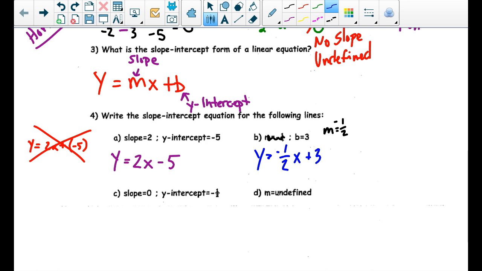What about slope of 0? Okay. Slope of 0, same idea, plugging it in. So y equals, slope is 0. So again, if I put it in here, what's 0 times x? 0. Do I need it? No, I don't need it. So if slope is 0, I don't need this part here. So I can just write y equals, y-intercept then is negative 1/2. Y equals negative 1/2. That's it.